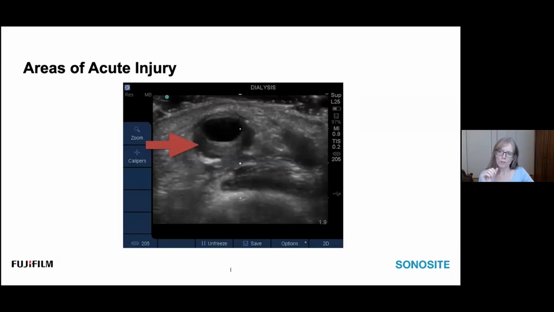If you use the ultrasound to assess an access like this that presents as bruising, what you can potentially do is avoid the areas of acute injury in that access that are already there. If you can find an area in the access that doesn't have this acute injury, that's where you would choose to cannulate one treatment after an interstitial event.